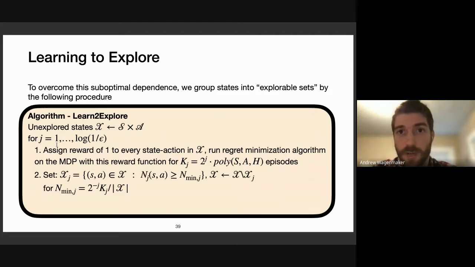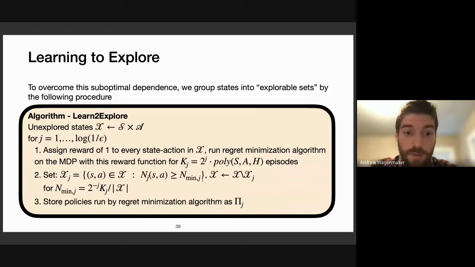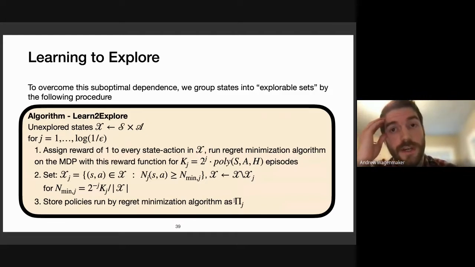After running this regret minimization algorithm for this long, we set X_j to be all the states and actions that were visited more than some number n_min times over these 2 to the J episodes. Then we remove the states and actions in X_j from X, store the policies we just ran, and iterate. The idea is that you're setting the reward to 1 for all the states and actions you haven't yet reached very frequently. When you run a regret minimization algorithm on this MDP, it's incentivized to explore all the states and actions it has not yet reached.